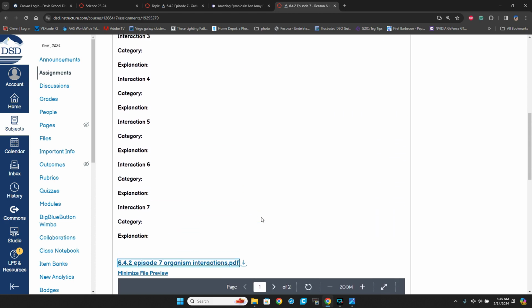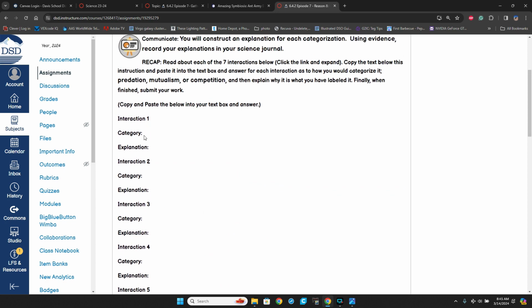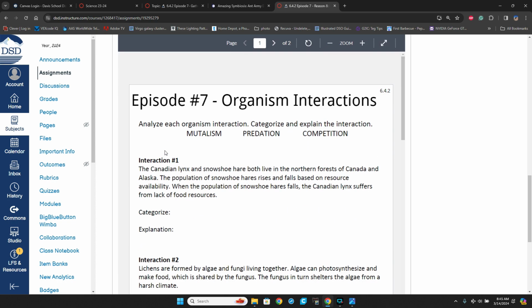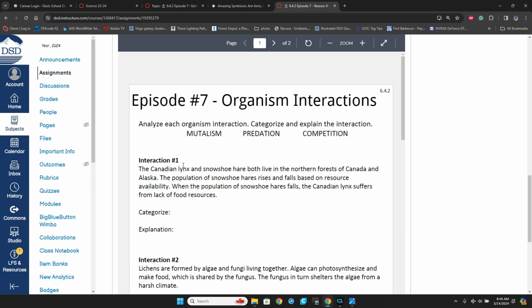So again, you're going to fill in for each one of these, and what I suggest, copy and paste this into the text box and fill in for each interaction. What category is it? Mutualism, predation, competition, and then your explanation. Remember, I did the first one with you already, which was the Canadian lynx and the snowshoe hare. That was clearly predation. The cats hunt the hares, and the explanation is explaining exactly that: the Canadian lynx hunts the snowshoe hare. And then get that turned in. Okay, go ahead and get to work.